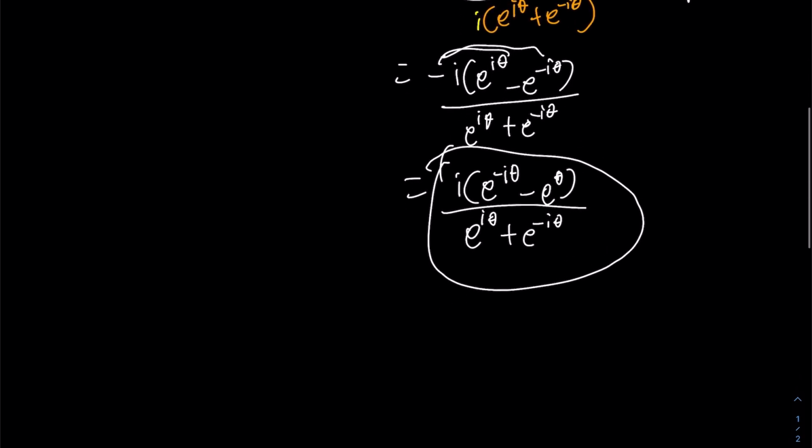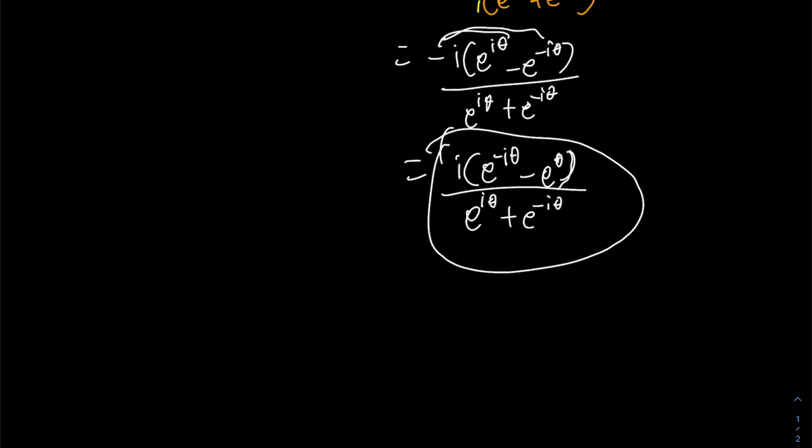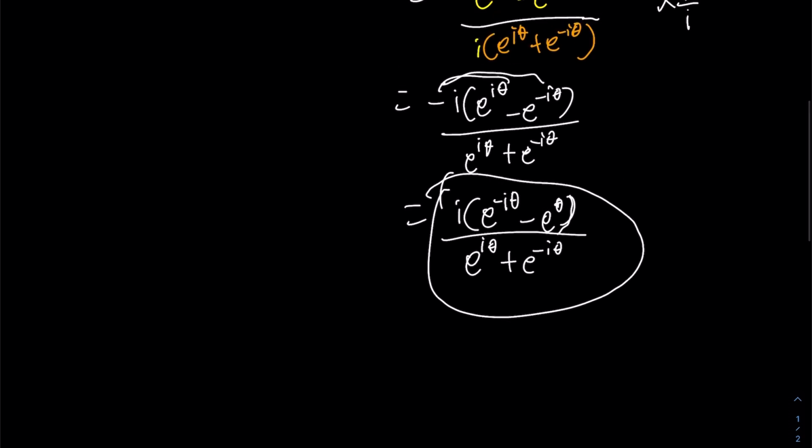And we can continue to do some more factoring. We can factor out e to the i theta, and then we'll get e to the negative 2i theta, but this should just be good for now.